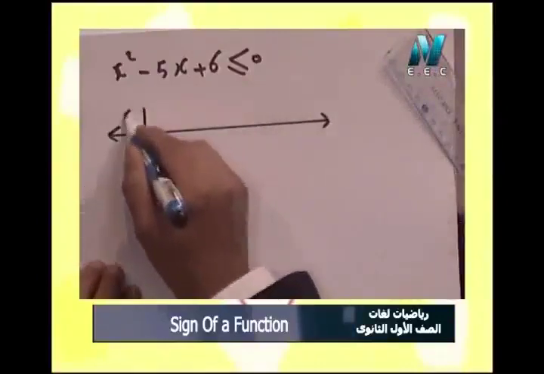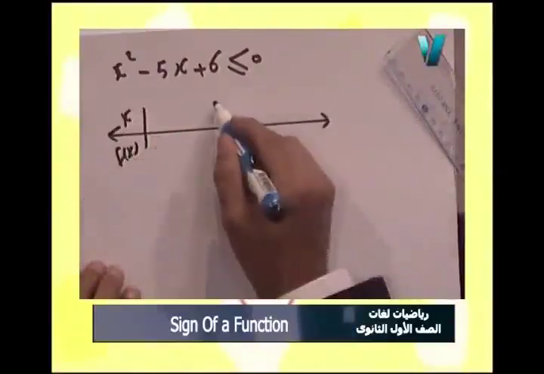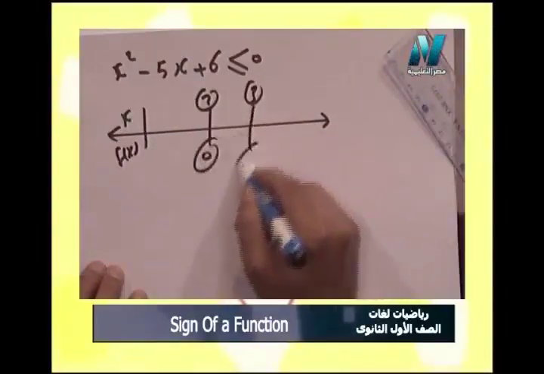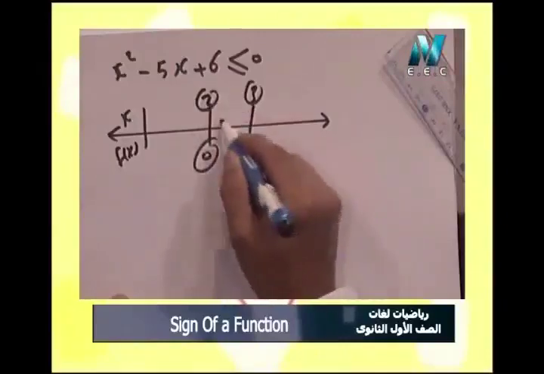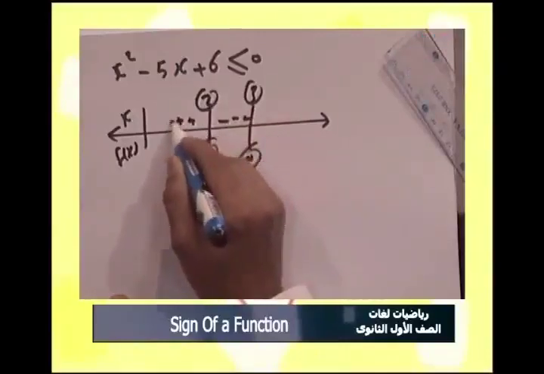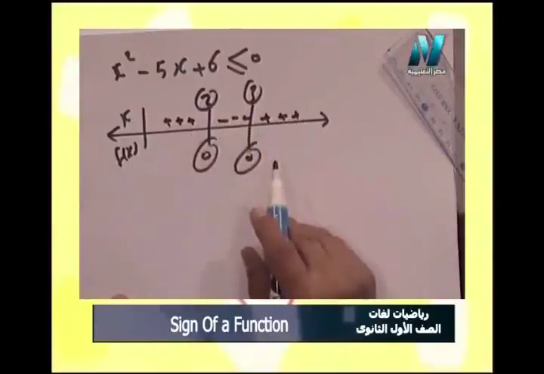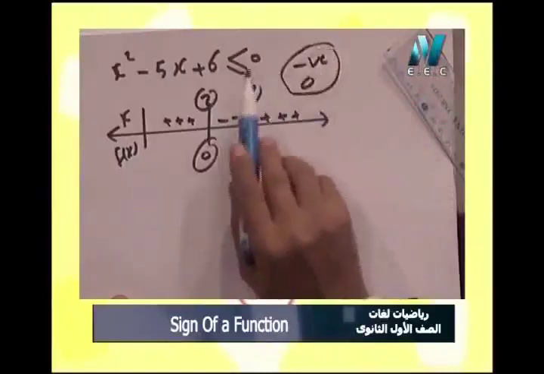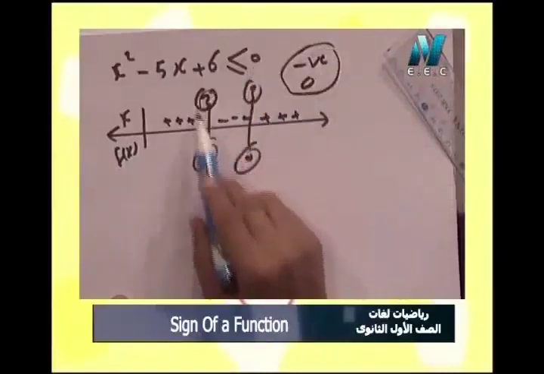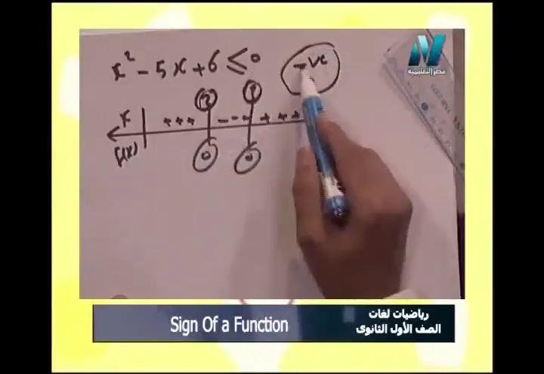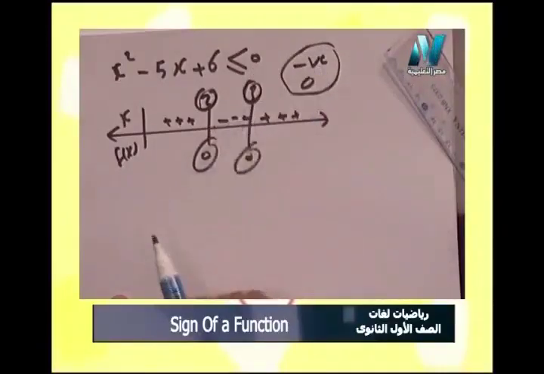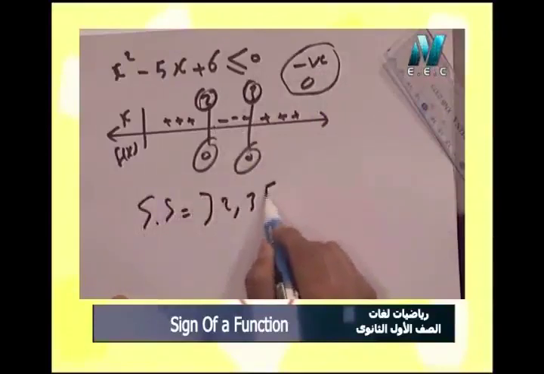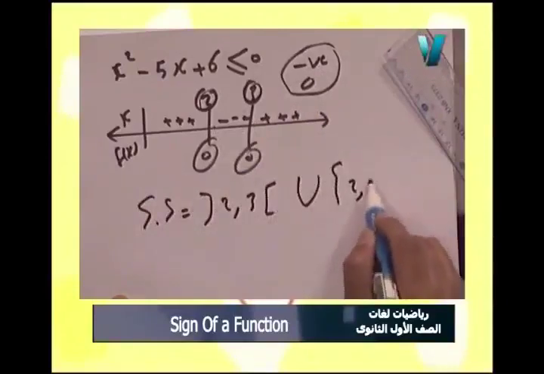This function gives 0 at 2 and 3. This part is negative, this part is positive, and this part is also positive. We want the negative part and 0. It gives 0 at 2 and 3, but the negative part is between 2 and 3. So the solution set equals the open interval from 2 to 3 union the set {2, 3}.